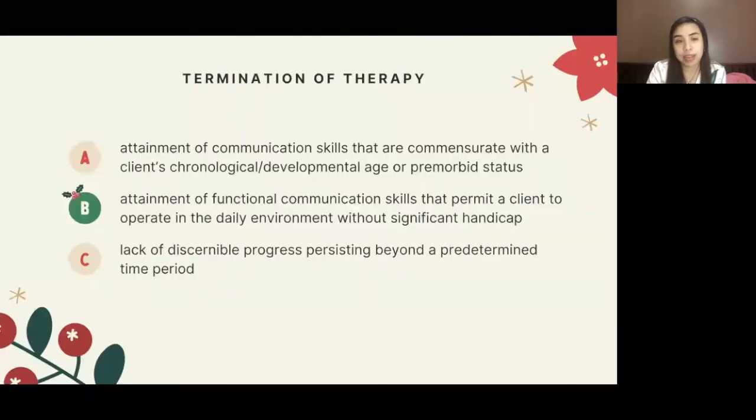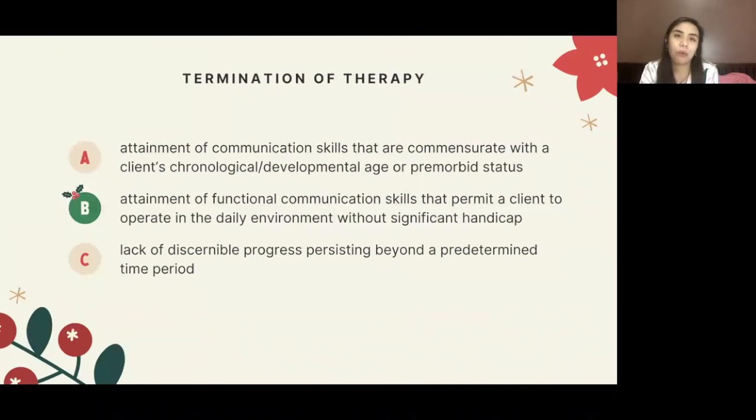Next, when do you terminate therapy? This is also very hard because there's really no direct checklist for when to terminate therapy. But these three are what's in the readings: attainment of communication skills that are commensurate with a client's chronological age or pre-morbid status. So you look at if the client's age or language age or functionality is at par with his or her chronological age.